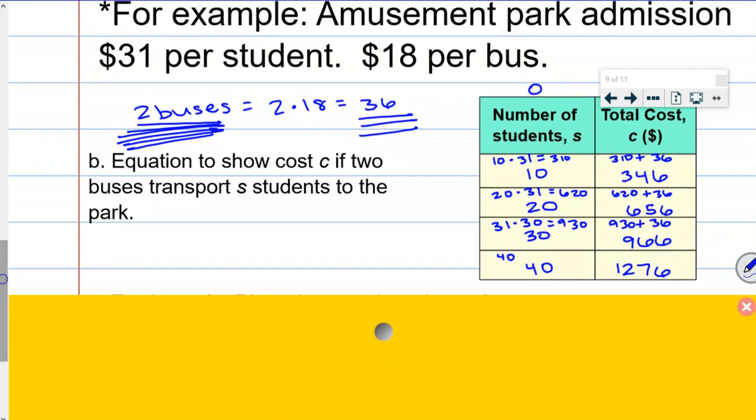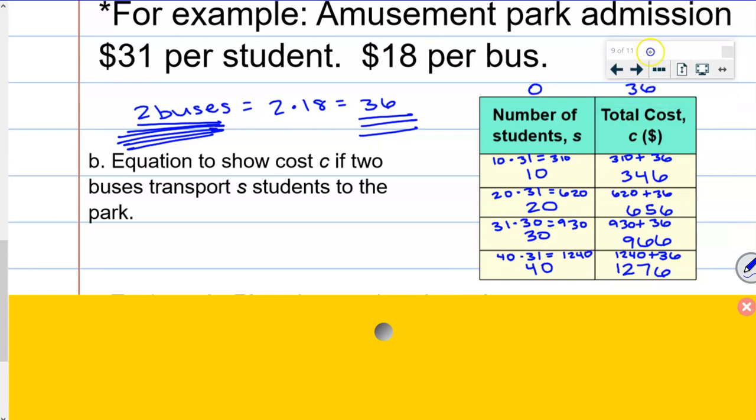I have the total number of students is 40, but what do I do with that? And then the park admission would be 31. Okay. And for that, I got 1,240. Good. And then what do I do with that now that I have 1,240 for the students to get in? Plus the parking for the buses, yes. So 1,240 plus 36 is our 1,276.